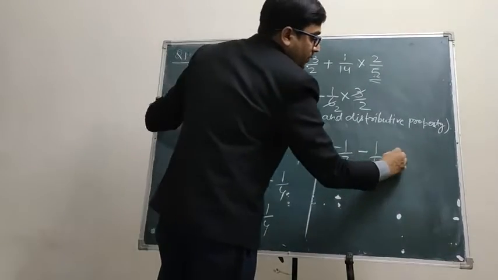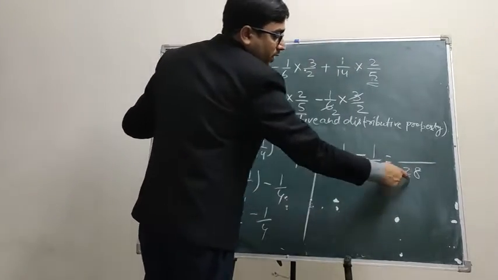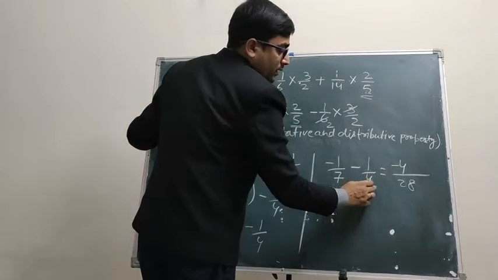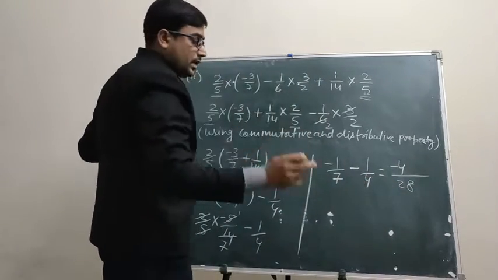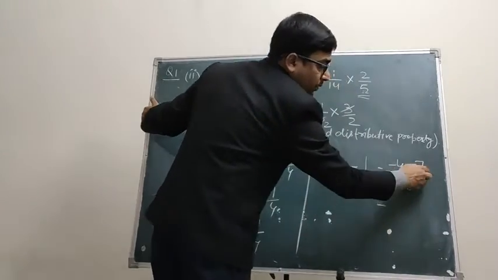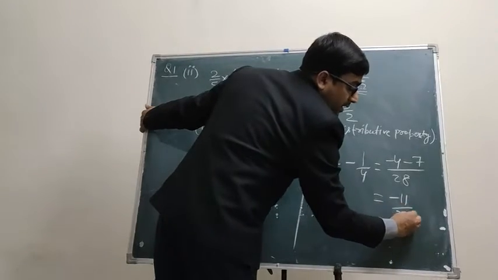LCM of 7 and 4 is 28. 28 divided by 7 we get 4, minus 4. From here 28 divided by 4 is 7. 7 into minus 1 is minus 7. From here minus 4 minus 7 gives minus 11. Minus 11 by 28.